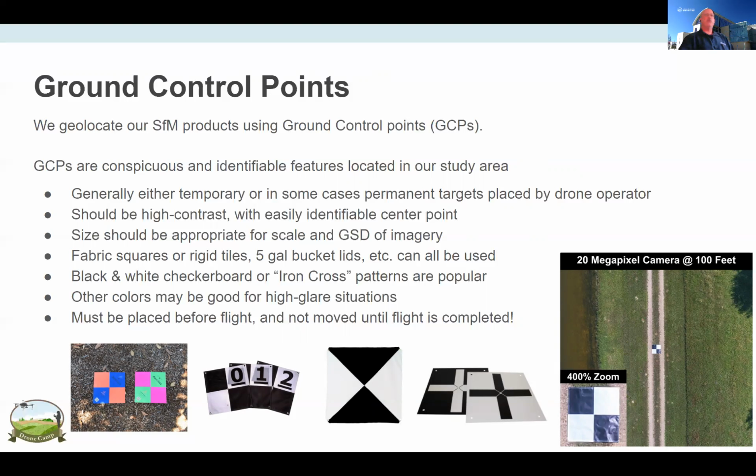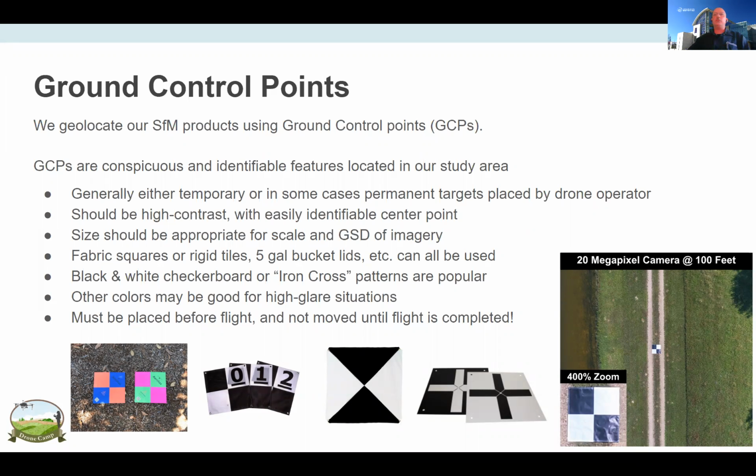A lot of people use fabric squares that they tack down the edges of. Those are easy to roll up and take with you. You can use tiles or pieces of plywood or 5-gallon bucket lids, all kinds of solutions to that problem. Often we use a checkerboard or an iron cross pattern that makes picking out the very center of it easy. Often they're black and white, but not always. Sometimes other colors are used.